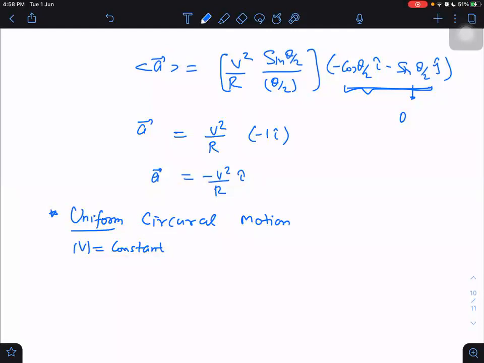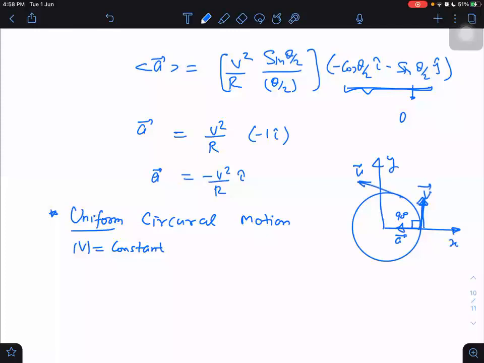Don't think always it will be this thing only. Our particle was in which place initially? Our particle was starting from this position. When it was starting from this position, this is the x-axis, this is the y-axis, velocity was here. Then acceleration came out to be in this direction at 90 degrees to this velocity. But when velocity will be here, then this acceleration will be here. It will always remain perpendicular to velocity.